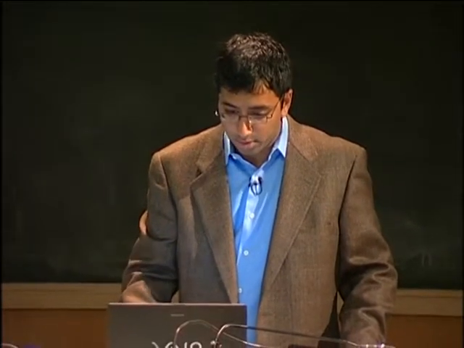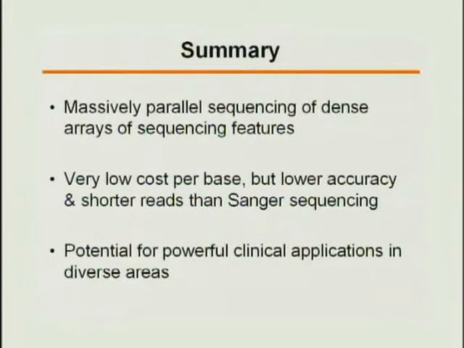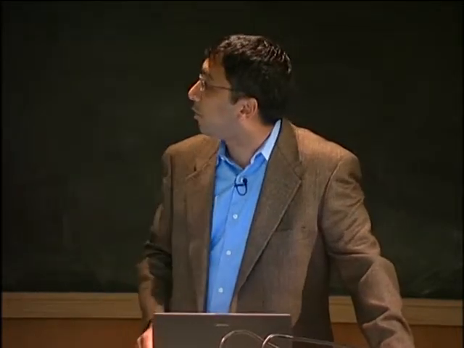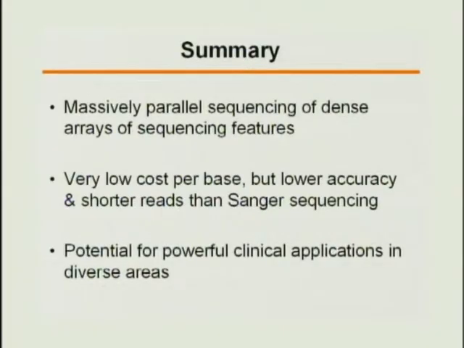So just to kind of wrap up with a few slides here. Massively parallel sequencing essentially constitutes having these dense arrays of sequencing features and obtaining data by some biochemical reaction. For example, polymerase extension with fluorescent nucleotides, followed by serial collection of images, and then analysis of stacks of images over sets of cycles to extract sequence data. It has a very low cost per base, but lower accuracy and shorter reads than conventional Sanger sequencing.